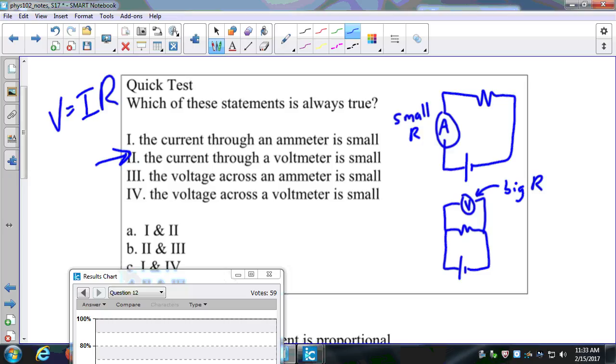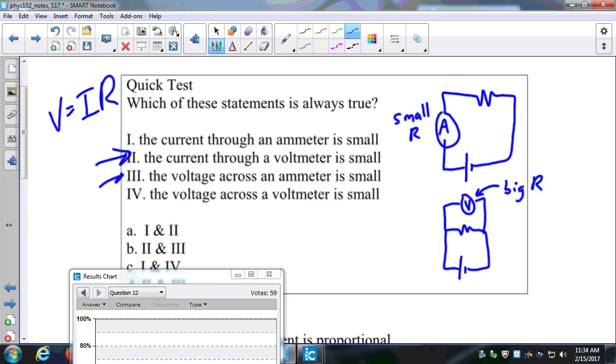Now, the voltage across an ammeter is small. V is equal to IR. What did we say about the resistance of the ammeter? Minuscule. It's like a piece of wire, basically. An ohm, maybe, or I don't even remember what it is. It's very small. If my resistance is really small, that means my voltage is also going to be really small. This is always true for an ammeter, that the voltage across the ammeter is small.